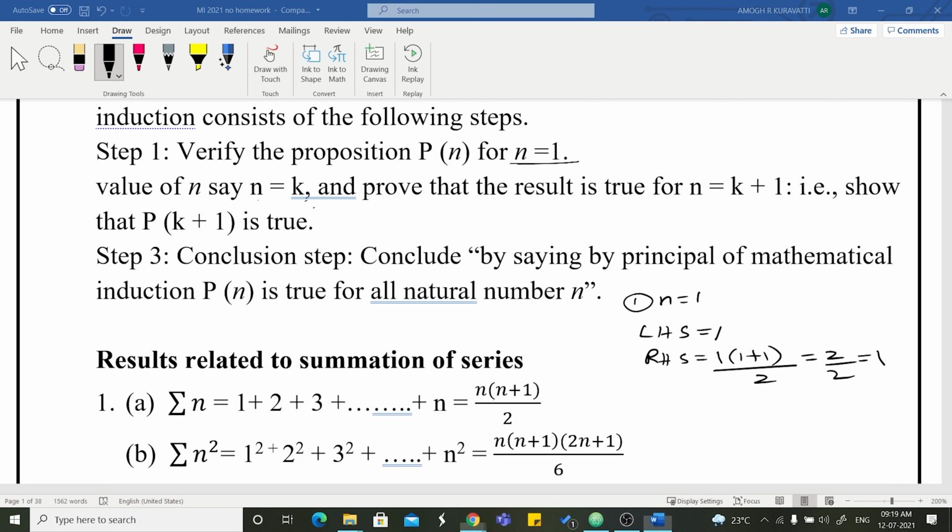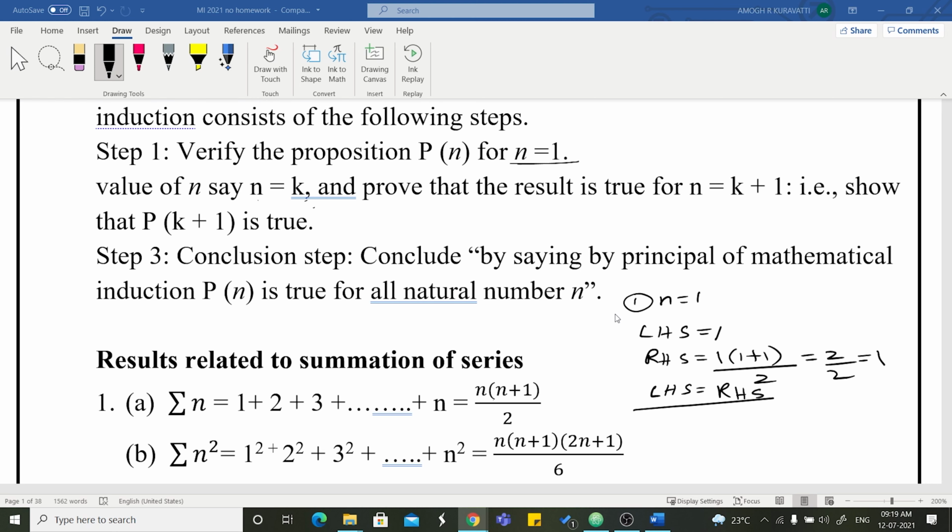So LHS is 1, RHS is also 1. So LHS is equal to RHS. Therefore, step 1 holds good. Hence, the result is true for n is equal to 1. Step 1 holds. Okay. Then step number 2.